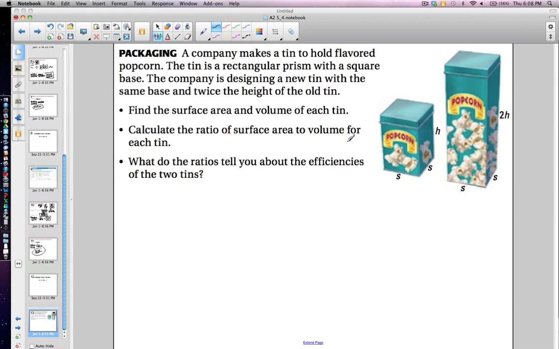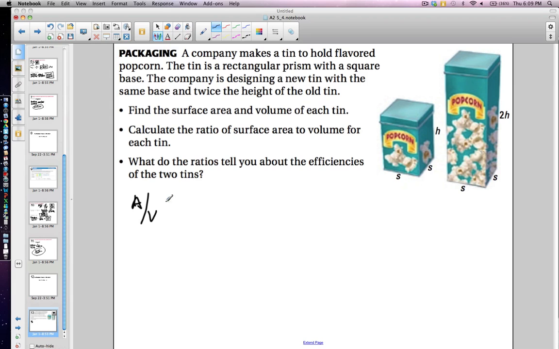So here's our problem, right? And what we want to look at is the surface area versus the volume for each tin. All right, so when we want to do that, we want to calculate the ratio of surface area to volume. So that's going to be area to volume.